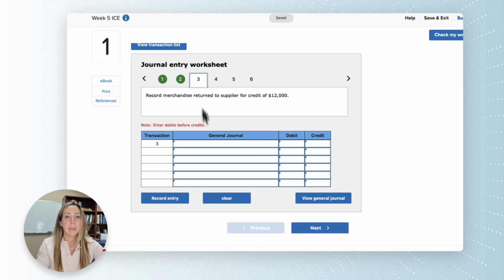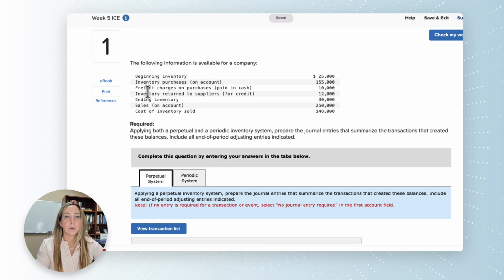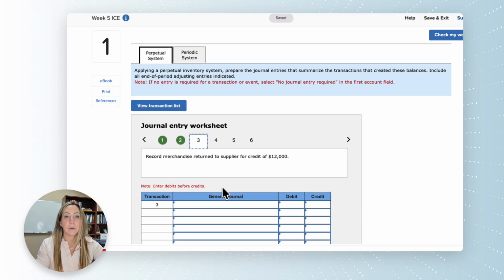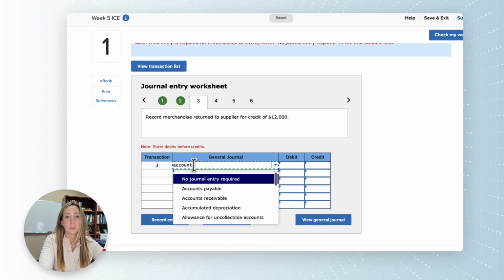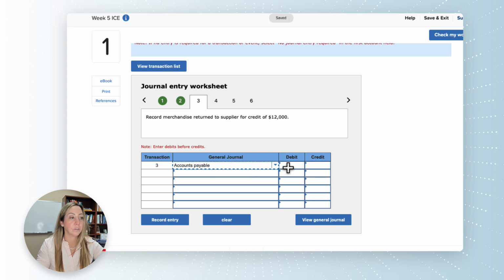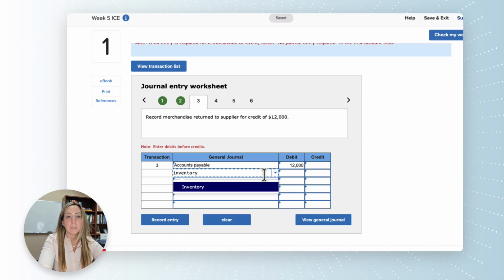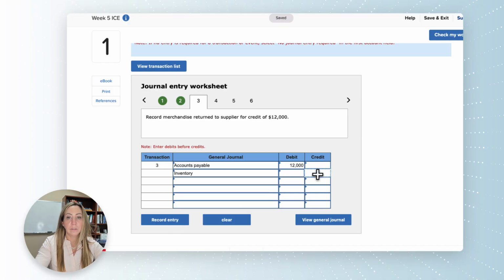The next transaction is to record the inventory that was returned to suppliers for credit. So we're going to credit inventory, but the debit would be to what we owed for the inventory. We don't owe it anymore. So I don't owe any accounts payable for this return, and that was for $12,000. And the credit goes directly to inventory because we are planning to return it for $12,000.